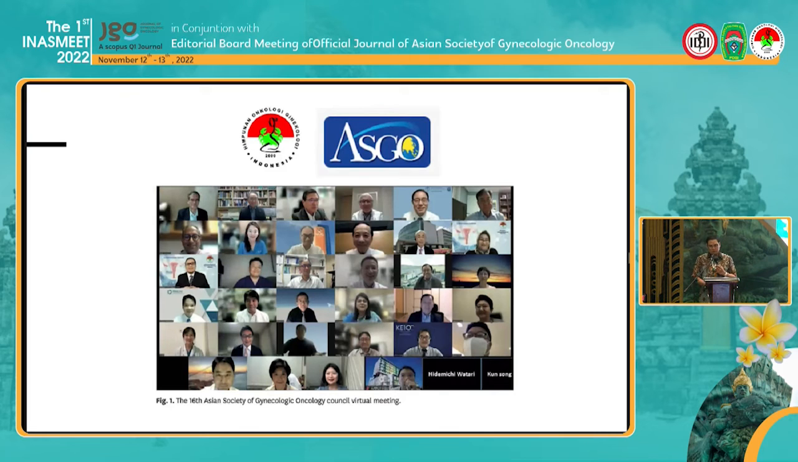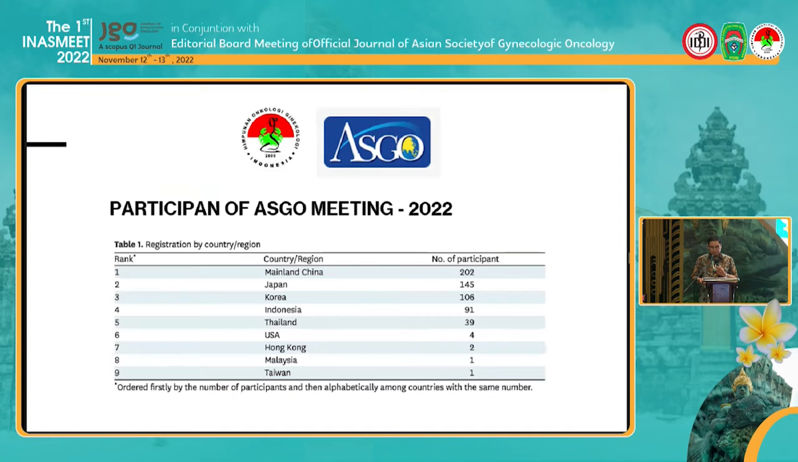And also with ASCO, we have a collaboration. This is a picture of the online meeting, the last ASCO meeting that was held in Beijing. We are also joining. Thank you very much, Prof. Kim and Prof. Park. And I read in one of the GKO papers, published in GKO, that the participants from Indonesia were fourth on the list, with 91 participants in the last ASCO meeting.